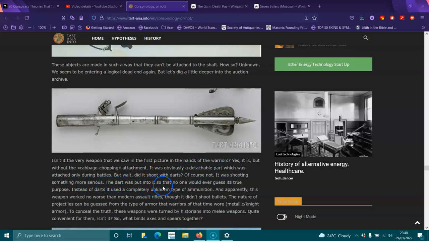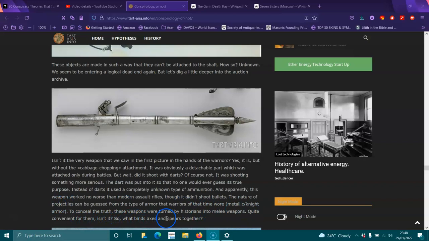The dart was put into it so that no one would ever guess its true purpose. Instead of those darts, it used a complementary, unknown type of ammunition. And apparently, this weapon worked no worse than a modern assault rifle. Although it didn't shoot bullets, the nature of the projectiles can be guessed from the type of armor that the warriors of that time wore, metallic knight armor. To conceal the truth, these weapons were turned by historians into melee weapons. Quite convenient for them, isn't it?